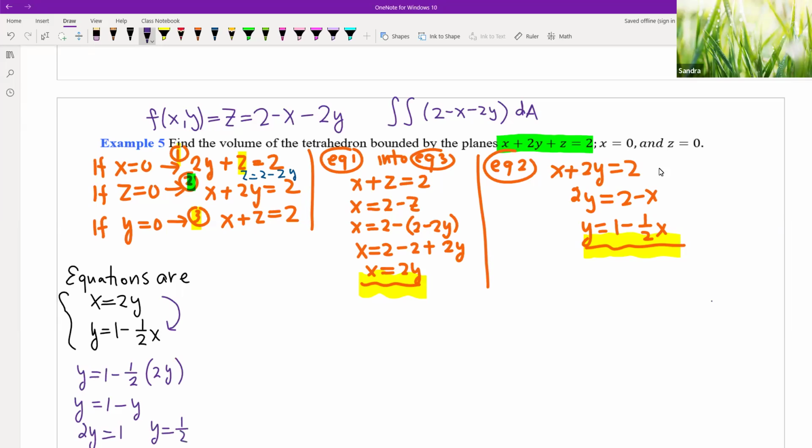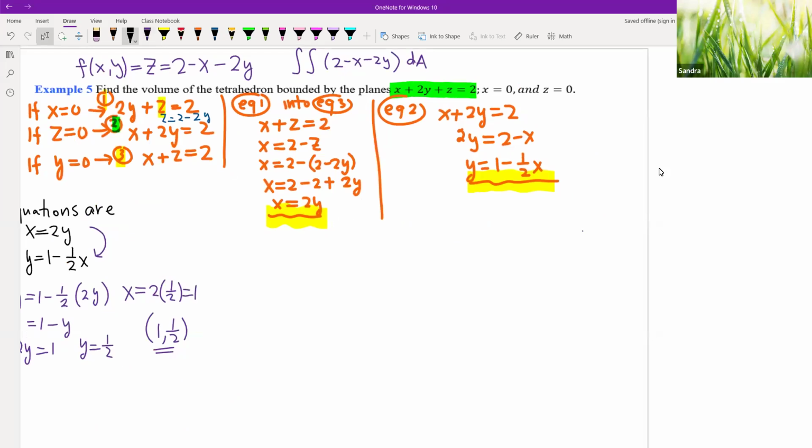I'm going to plug it into the first equation, x equals 2y, and so x equals 1. So I have one point where they cross. The point happens to be 1 comma 1 half. Okay, now let's go ahead and do the sketching. I've been assigning you guys the sketching because you should know how to sketch on your own.